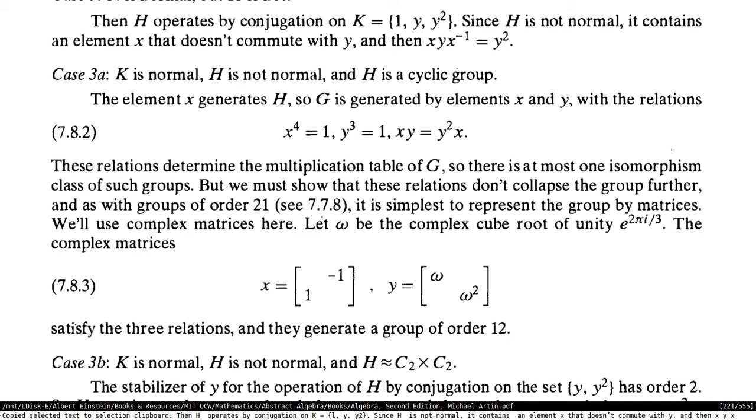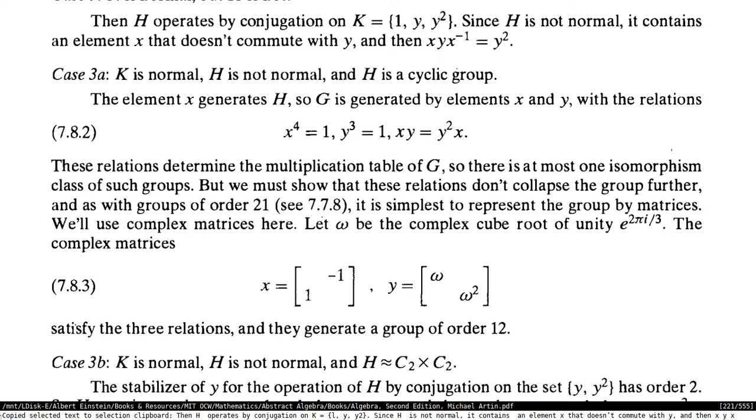So when H acts on K, the action is going to be determined completely by what X does. If we know what X K X inverse is, we'll know what X squared and X cubed do as well. So if we know what X does to Y, we're good, because then we'll know what it does to Y squared. So we just need to know what happens with the generators.